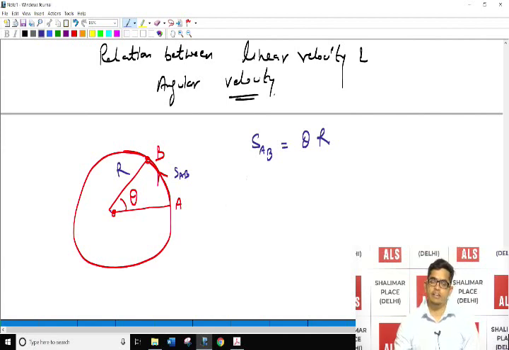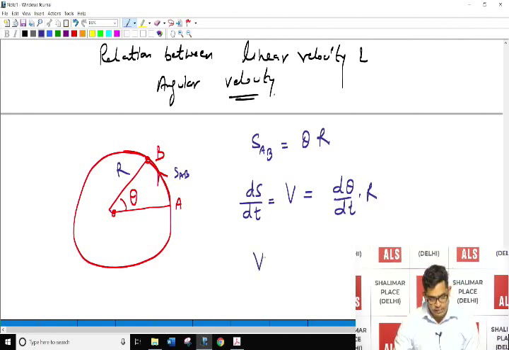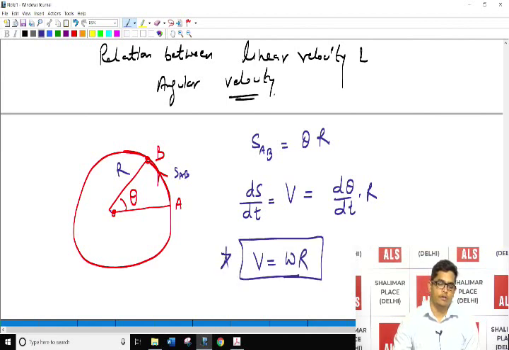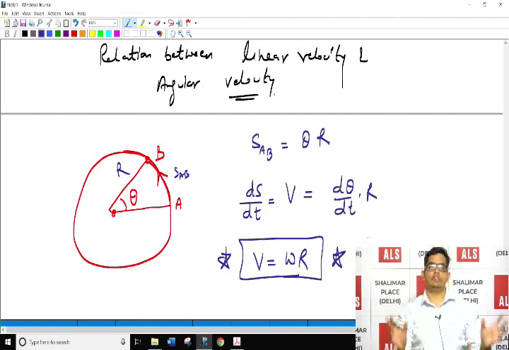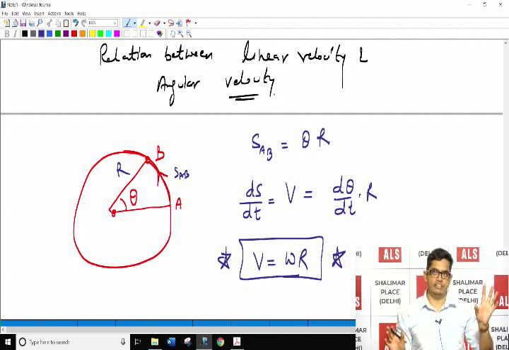If you differentiate, ds by dt will be the linear velocity, and it is equal to d theta by dt into r. R is constant. So linear velocity is d theta by dt into r, which is omega into r. Does it make sense? Linear velocity is equal to omega into r. So these two quantities, the linear quantities and the angular quantities, are linked with radius.